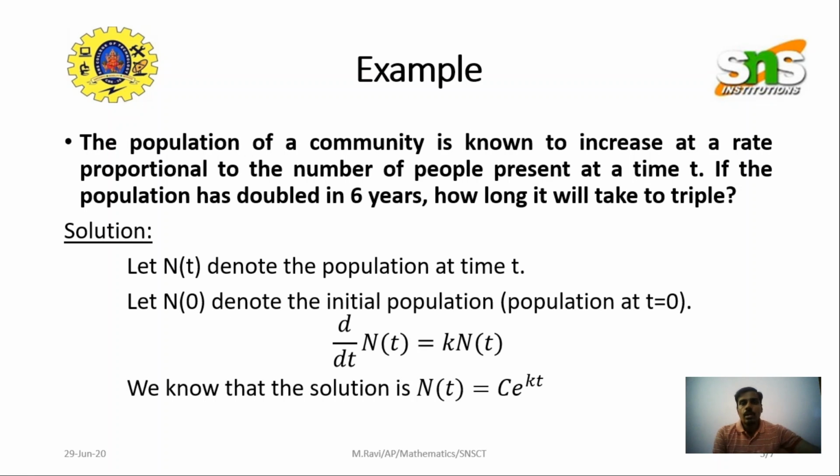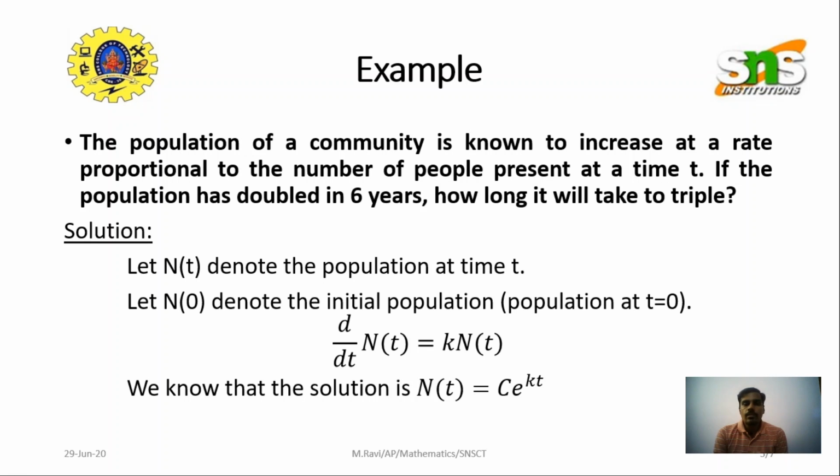The population of a community is known to increase at a rate proportional to the number of people present at time t. If the population has doubled in 6 years, how long will it take to triple? That is the problem that we are going to see here. Let N of t denote the population at time t. Initially, at time 0, N of 0 denotes the initial population.